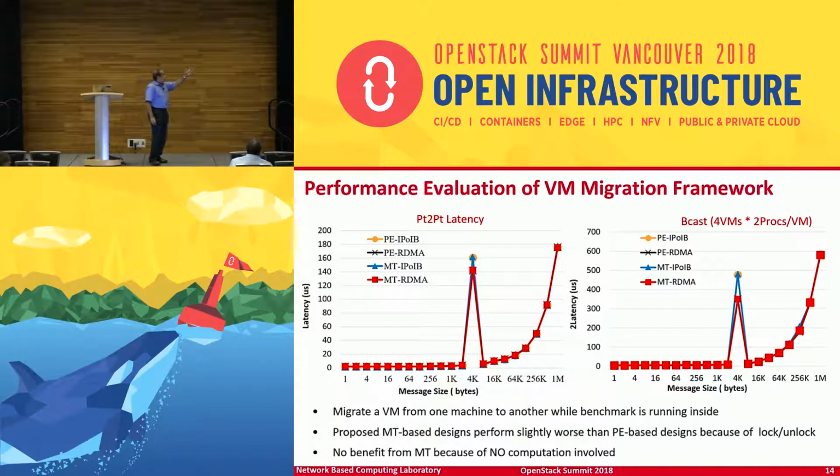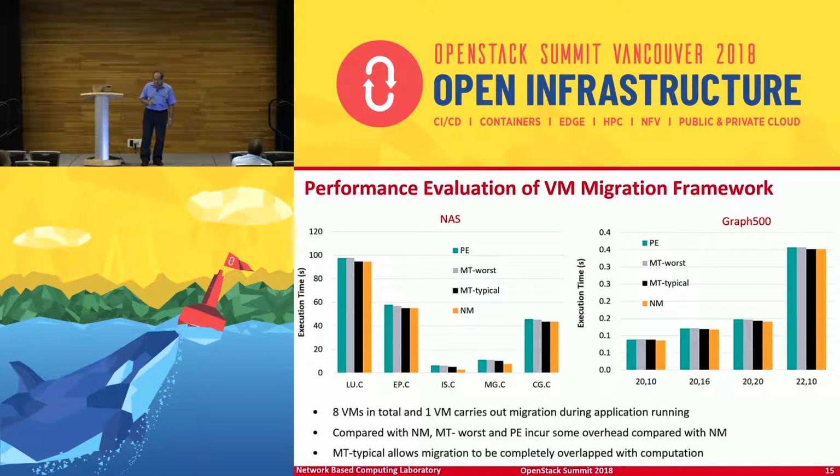And this shows what is actually happening live: a VM is migrated from one machine to another while the benchmark is running. It is a very simple point-to-point latency benchmark you can run, and the connection is changing, and here is where the live migration is happening. You can see a latency test and broadcast tests happening, and these different solutions have different kinds of trade-offs.